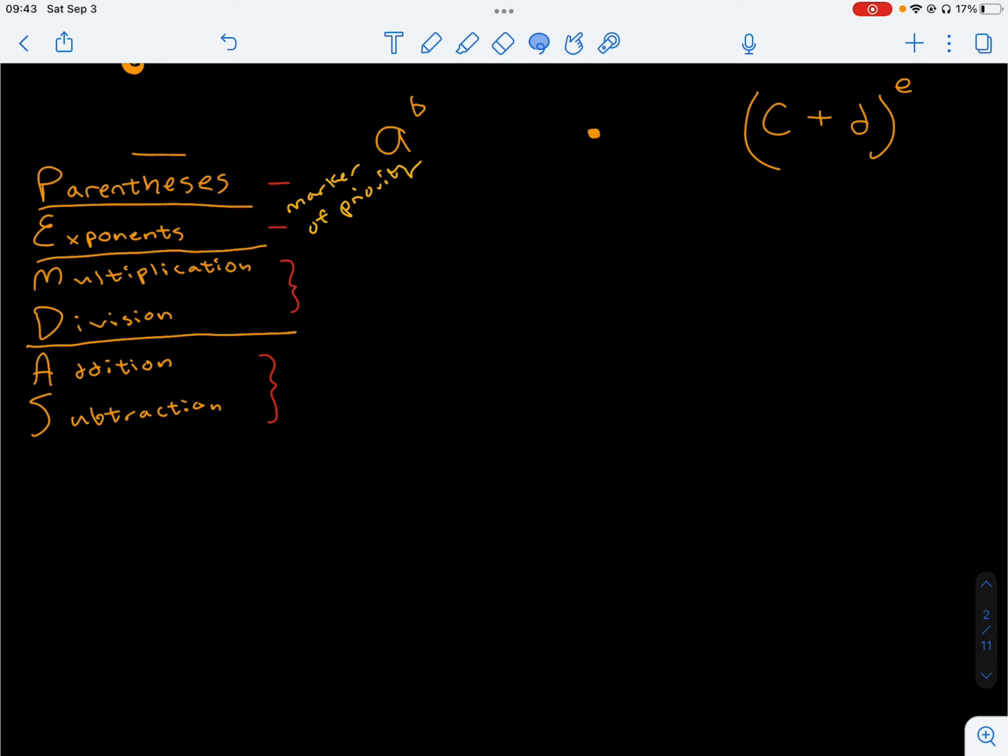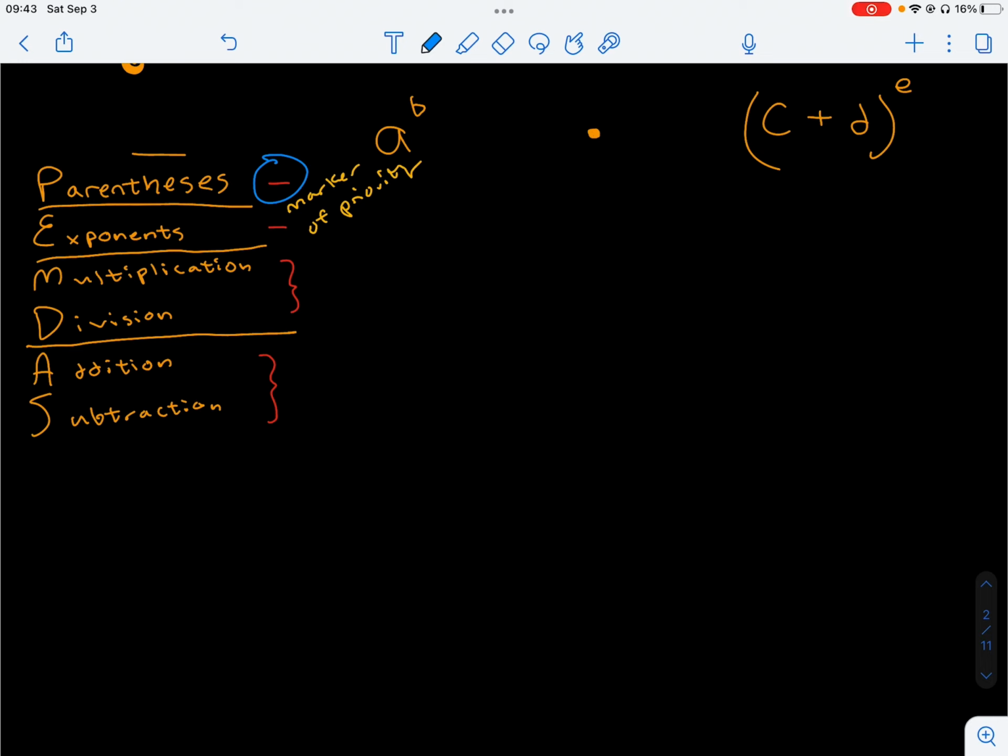parentheses is just a marker of priority. It's a way to tell the audience, hey, just do this first if you are a writer of mathematics. That is the reason parentheses is at the top, because it gives the writer the ability to say, hey, regardless of what you would naturally do, follow the parentheses first, and you will understand what I want to happen first in this scenario.